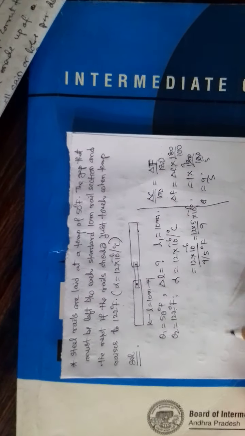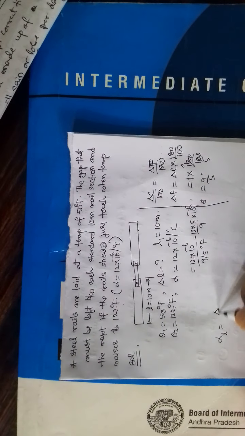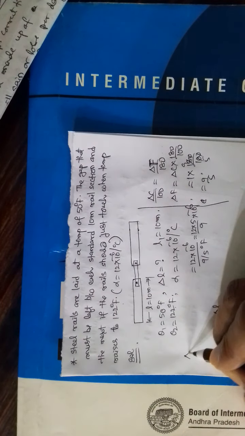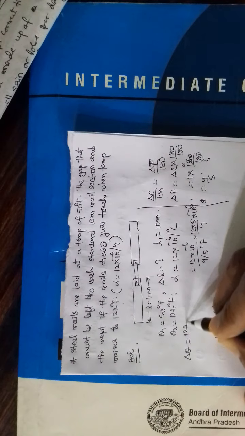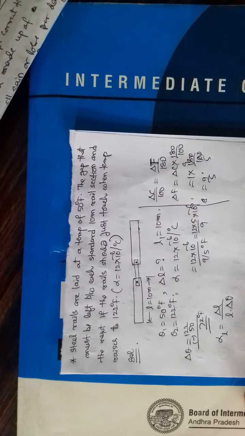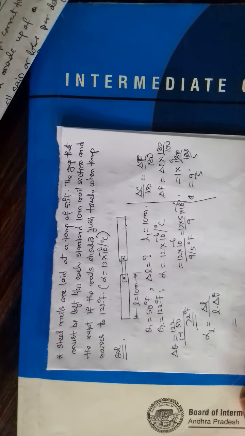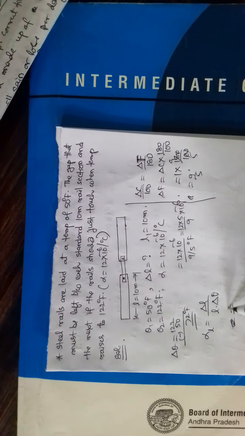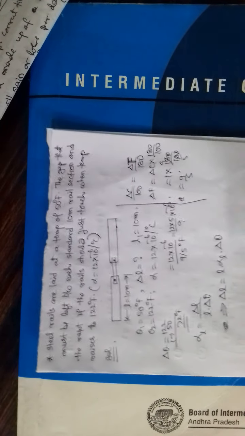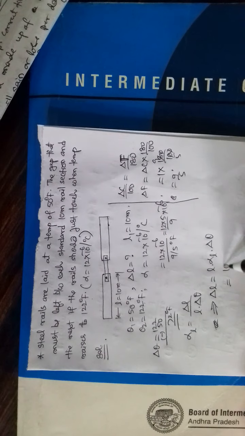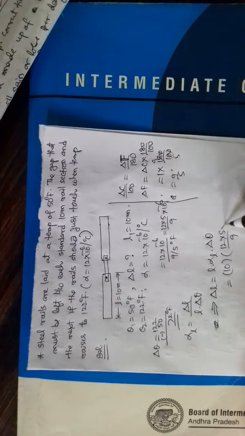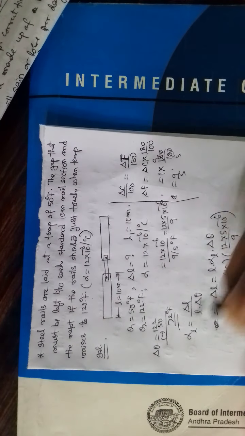Now let us write the formula for alpha L: change in L by L into delta theta, and here delta theta is equal to 122 minus 50, that is 72 degree Fahrenheit. So delta L is required, therefore delta L is equal to L into alpha L into delta theta. L value 10 meters, alpha L value 12 into 5 by 9, 10 power minus 6, delta theta 72.